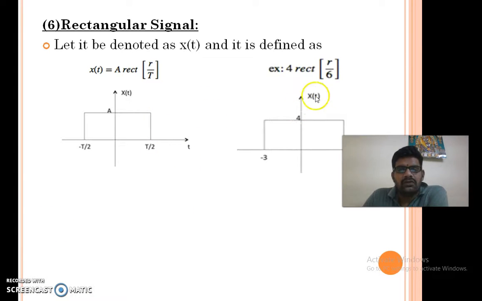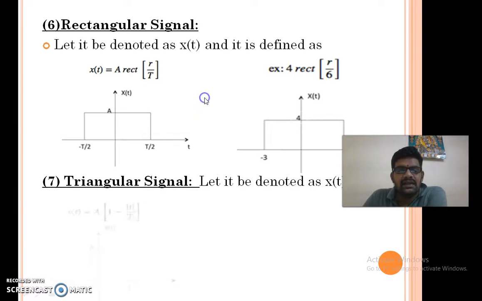So x of t is equal to 4 rect of t by 6, from minus 3 to plus 3. This will be the example, with amplitude 4 and having width from minus 3 to plus 3. This is the notation, t by T or r by T, whatever it is. This is the rectangular notation.